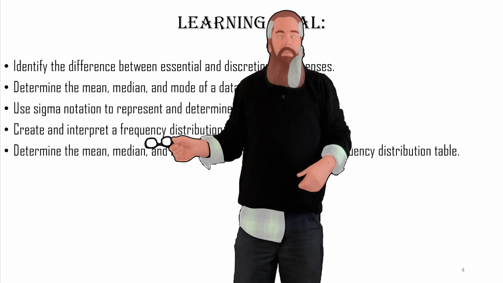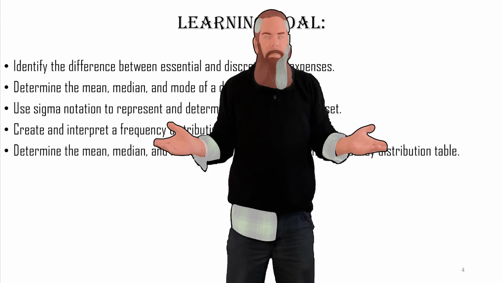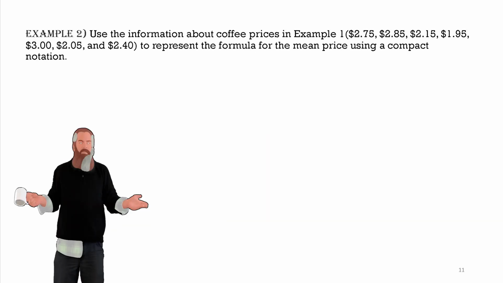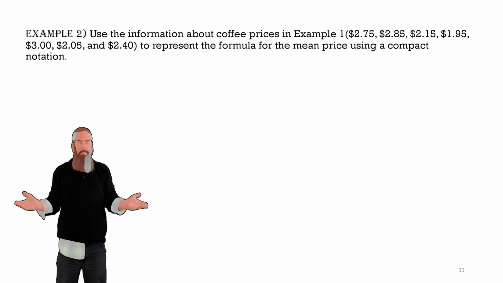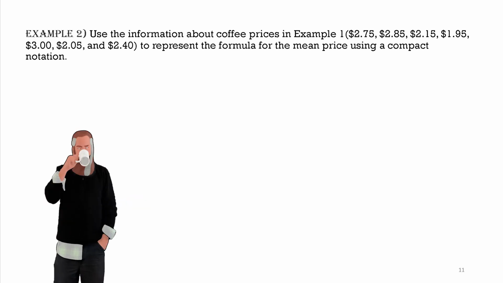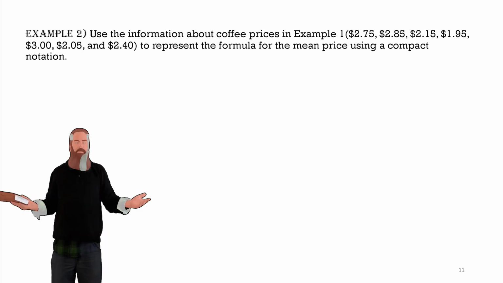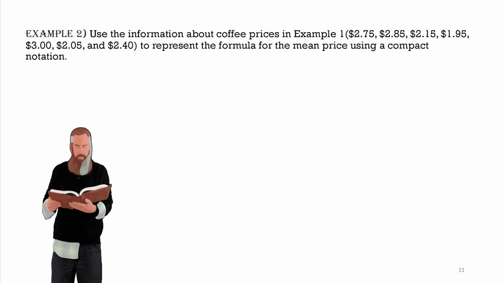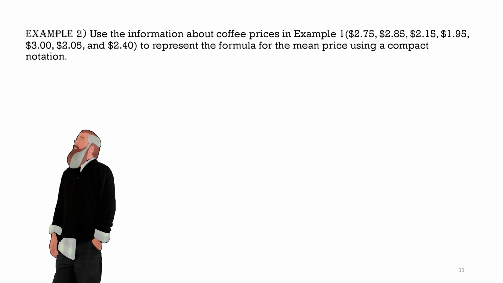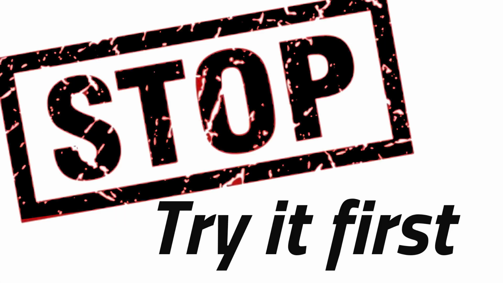Now, let's use sigma notation to represent and determine the mean of a data set. Let's use the information about coffee prices from the first example. $2.85, $2.15, $1.95, $3, $2.05, and $2.40. To represent the formula for the mean price using compact notation.